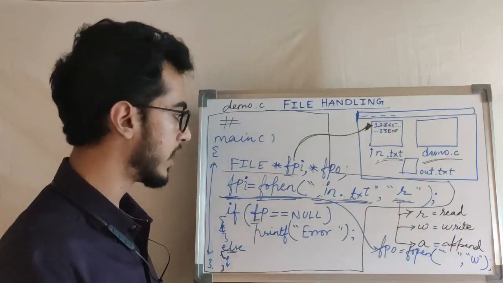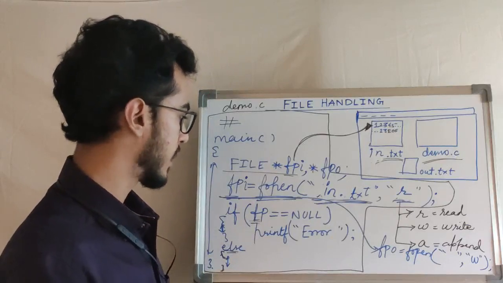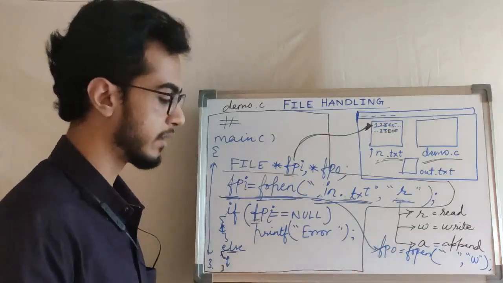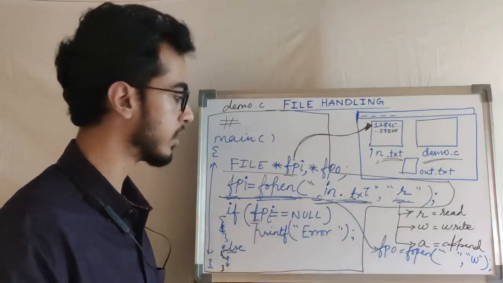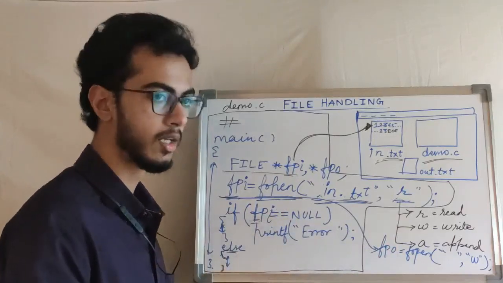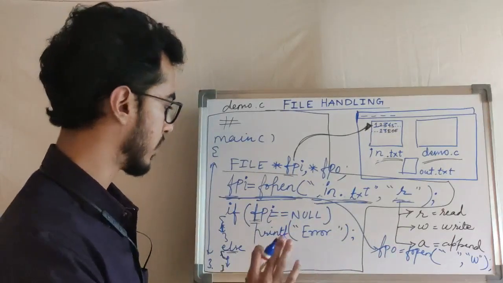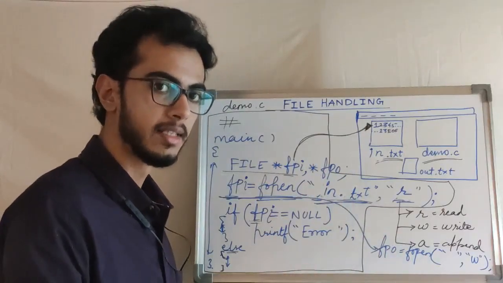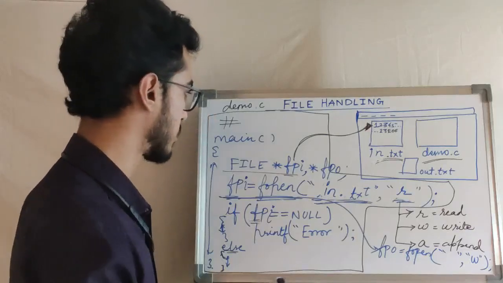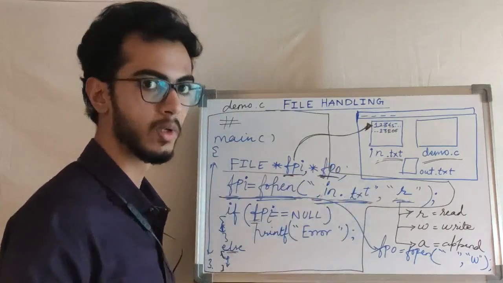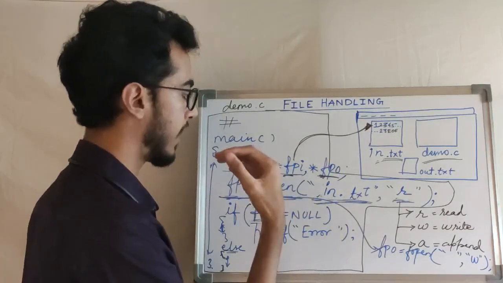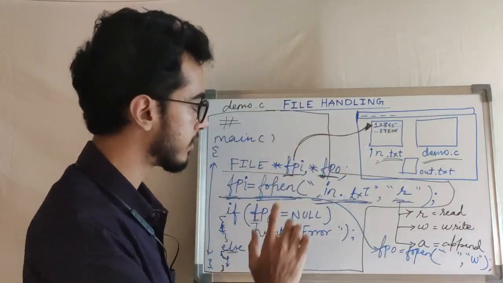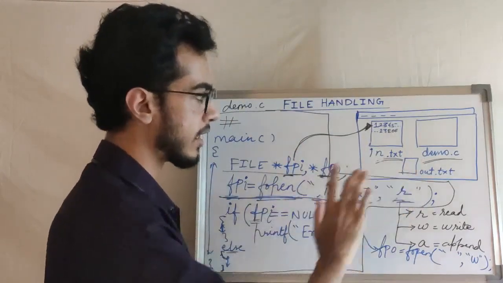You don't need to consider the null check for fpo. Just writing if fpi equal to null will do your job. Whatever data you want to take as input or write as output will be handled by just two names, fpi and fpo. Whenever I refer to fpi, what I mean is in.txt, and whenever I refer to fpo, what I mean is out.txt.